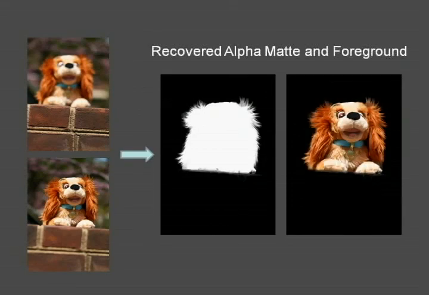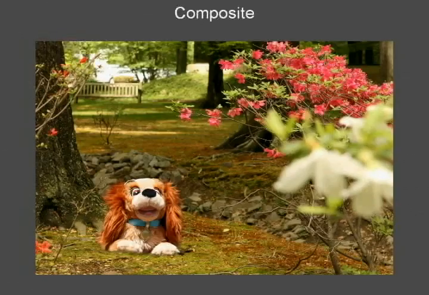Here we show a DFSP pair of a stuffed animal. The recovered alpha matte and foreground are shown on the right. And here we show the new composite image.